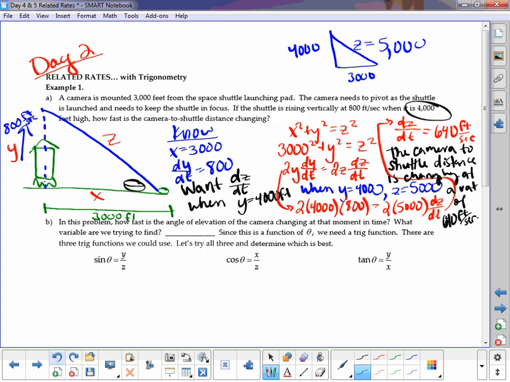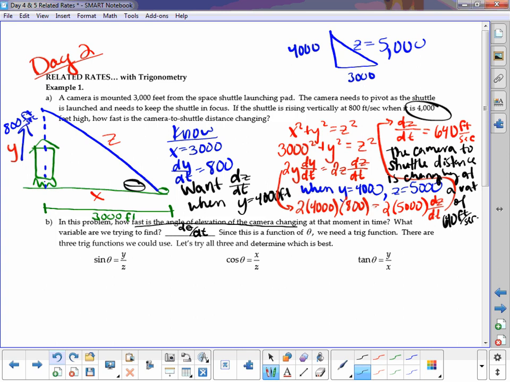All right. So it says how fast is the angle of elevation of the camera changing? So we're looking for d theta dt, the change in angle with respect to time. And since this is a function of theta, the only way that we can relate that theta is through using trig. All right. So a reminder of our trig values here. So sine of theta is opposite over hypotenuse. Probably a good thing we chose z. Good work, guys. So opposite over hypotenuse. Cosine is adjacent over hypotenuse, and tangent is opposite over adjacent.